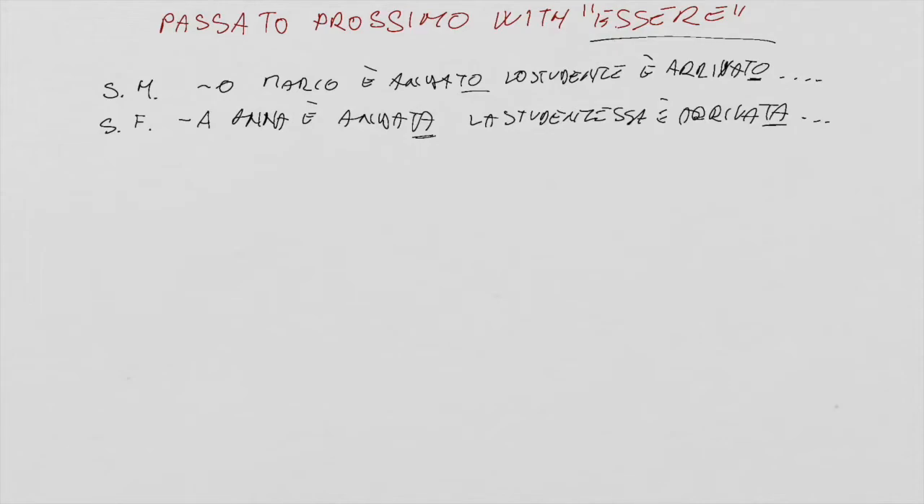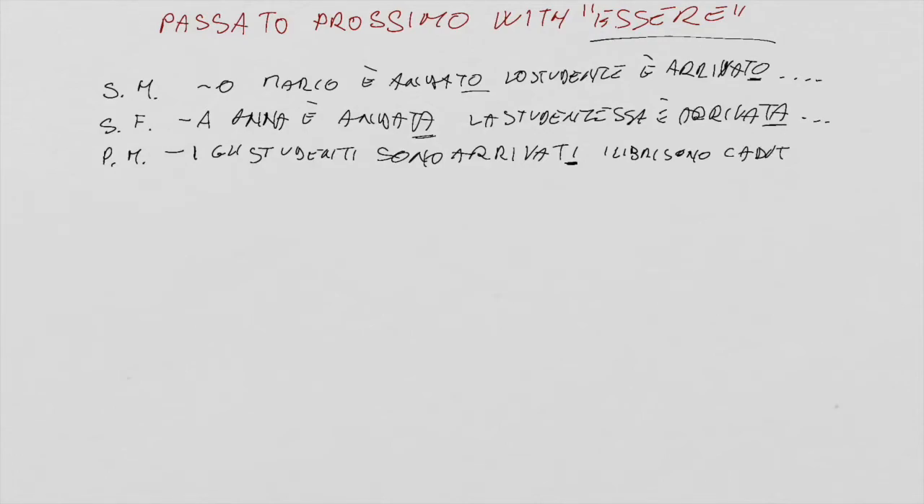If the subject is plural and masculine, the past participle ends in i. Gli studenti sono arrivati. The students arrived. Students, in this case, we have male students. I libri sono caduti. The books fell.